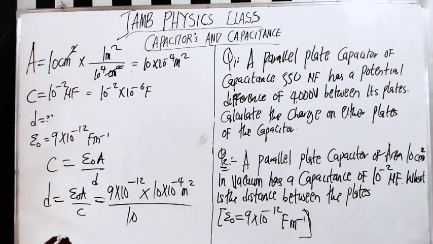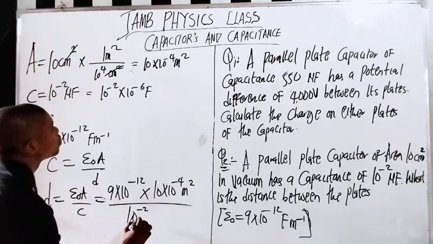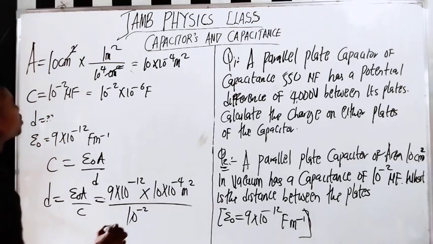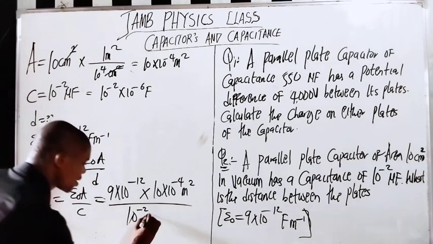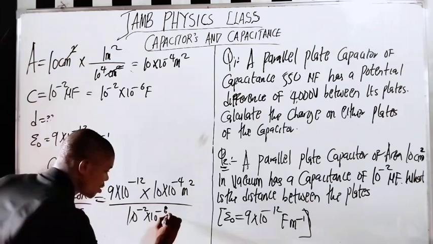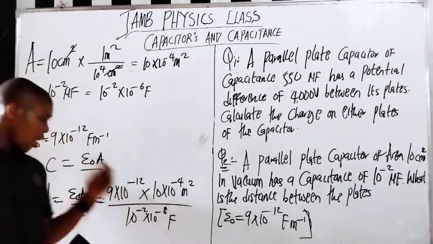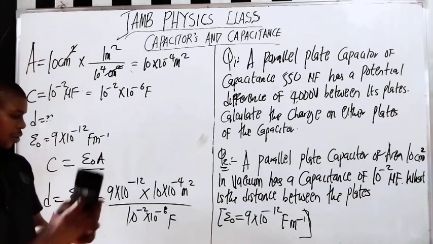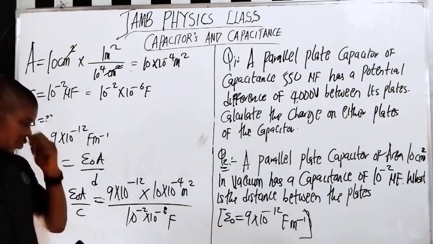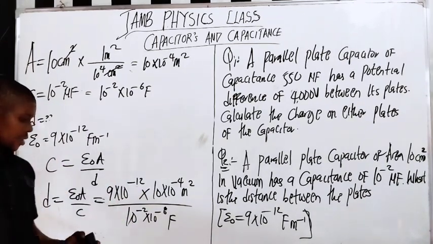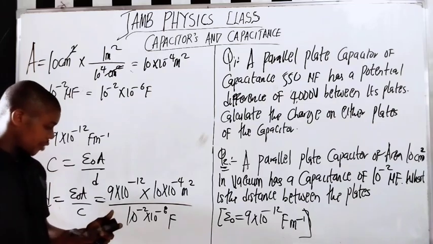My C is 10 to the power minus 2 times 10 to the power minus 6 farads. This is that. So we have to use our calculator to get our answer here. So let's use our calculator here.